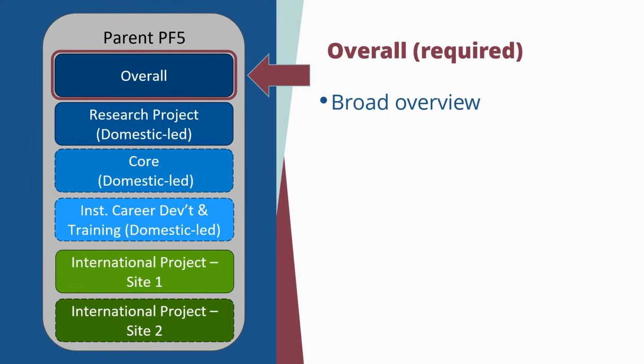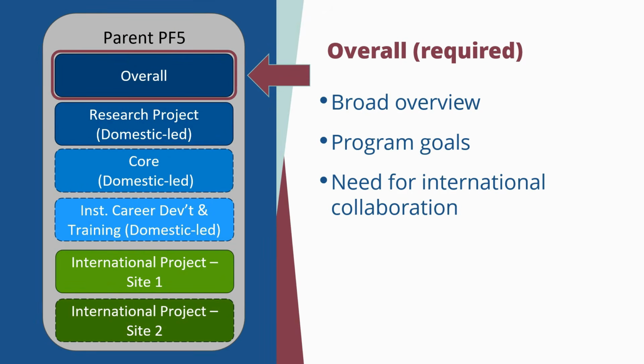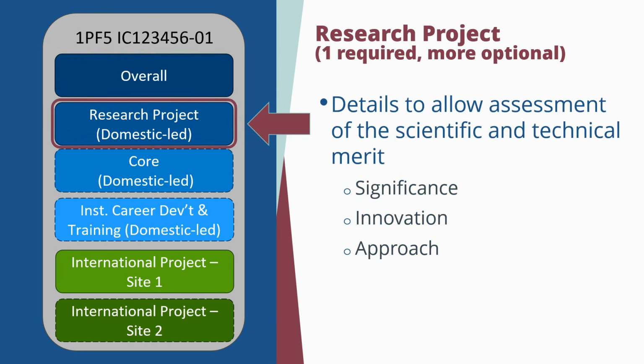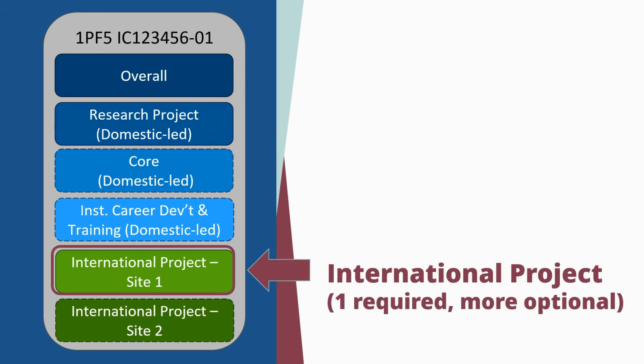The required overall component provides a broad overview stating the goals of the program, why an international collaboration is critical for addressing those goals, and how the project will be coordinated across international sites, including a clearly identified dispute resolution plan. The parent PF5 requires at least one research project led by the domestic applicant organization that provides sufficient details of the significance, innovation, and approach of the project to allow an assessment of scientific and technical merit. Additional domestic-led research projects are optional.